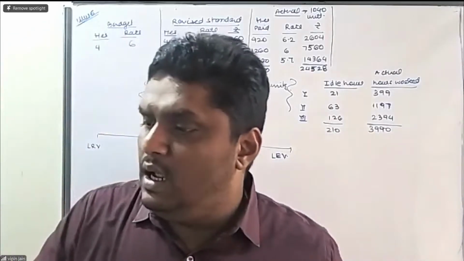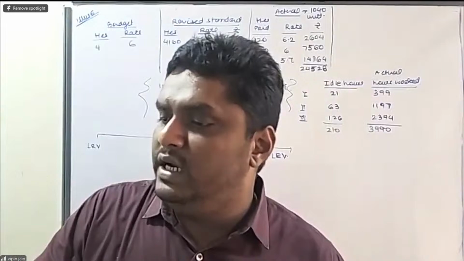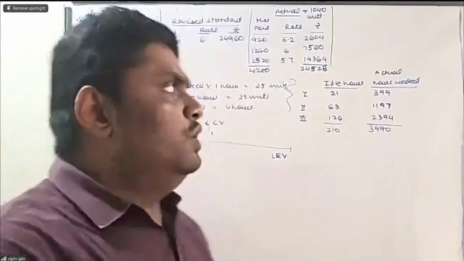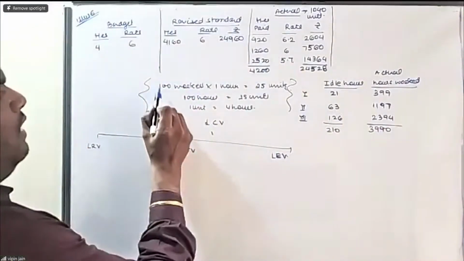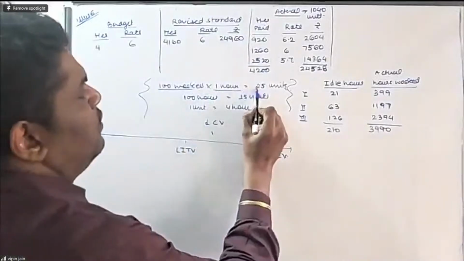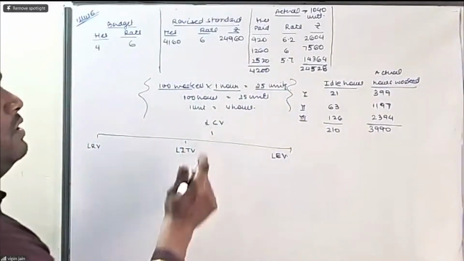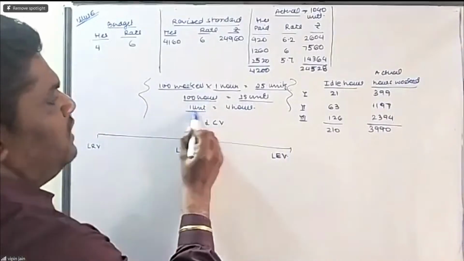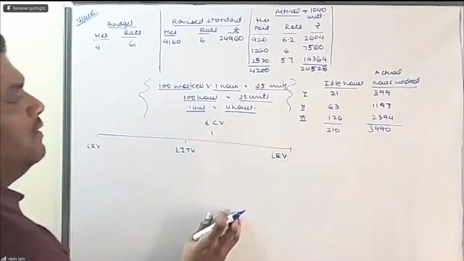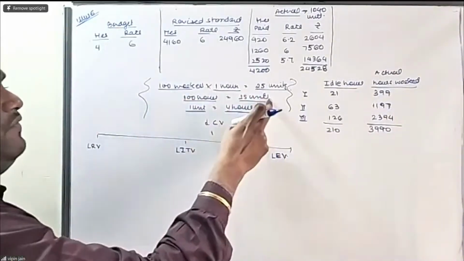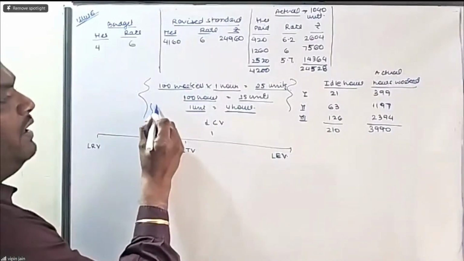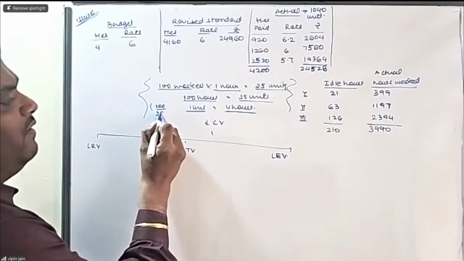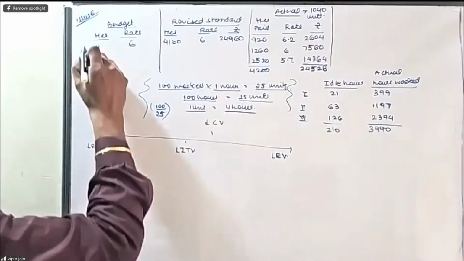Srinivas sir, please repeat how you calculated standard man hours one more time. So, very simple, Srinivas. 100 workers are working for 1 hour to manufacture 25 units. It means in 100 hours, we are manufacturing 25 units. So 1 unit will take 4 hours. 100 divided by 25, so 1 unit takes 4 hours.